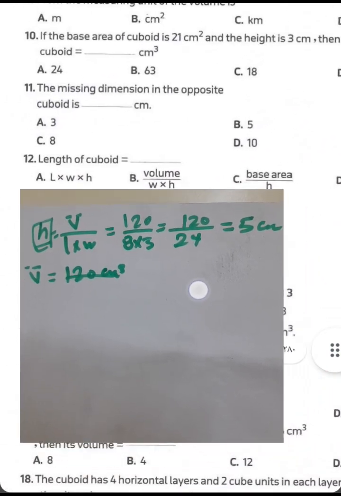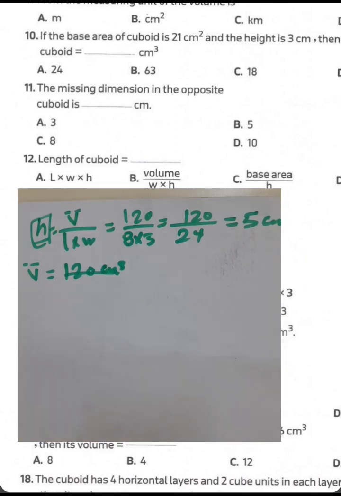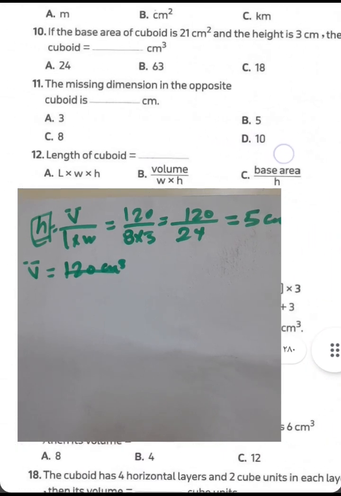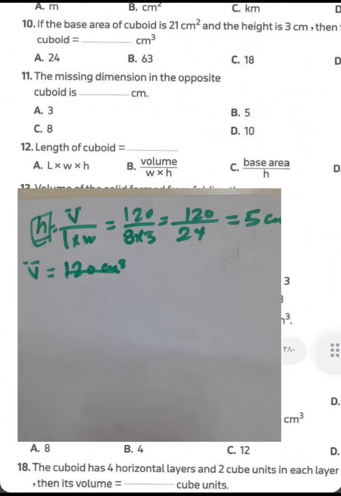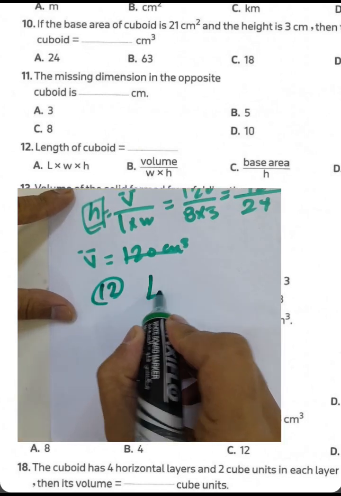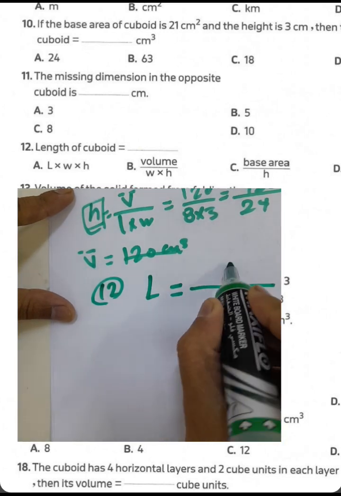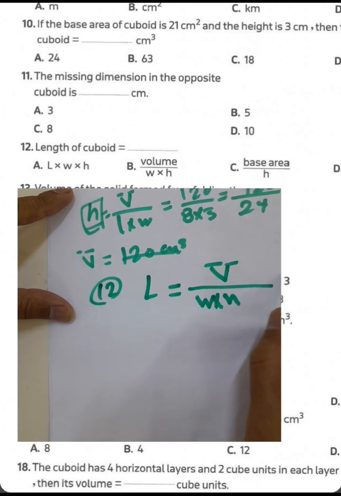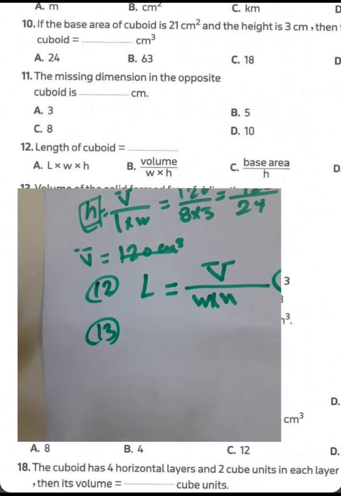Question number 12. Length of the cuboid equals volume over width times height. Where's the rule here? We find the length, okay, by writing the volume over width times height. Question 12, he wants to find the length of the cuboid. Choose letter B.